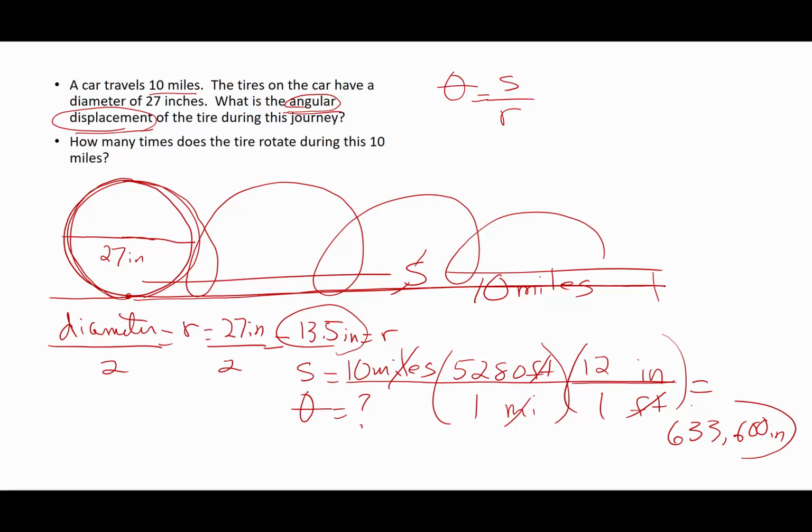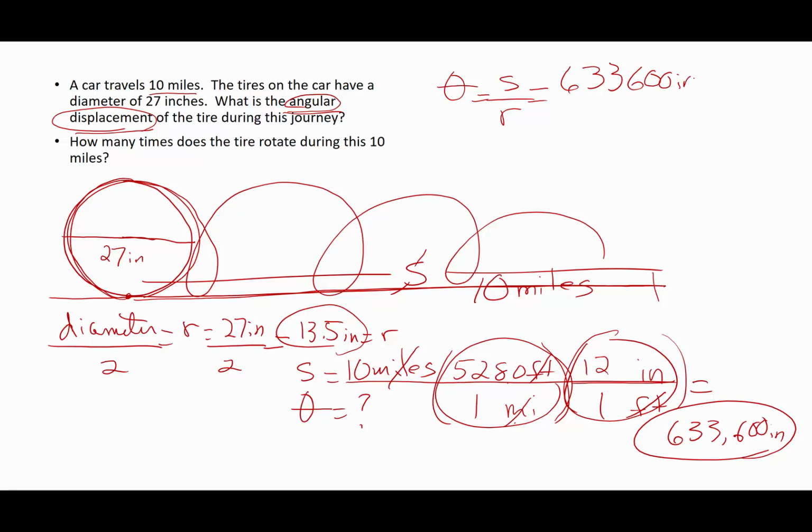6,336,000 inches. Now you might say, why do you have so many sig figs? Because each one of these definitions is exact. They're like a counting number, and so they do not contribute to my number of significant digits. So that is how many inches I'm going to travel. That's my S, my arc length, 6,336,000 inches, divided by my radius, 13.5 inches.